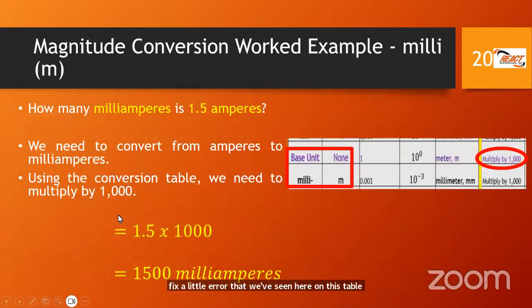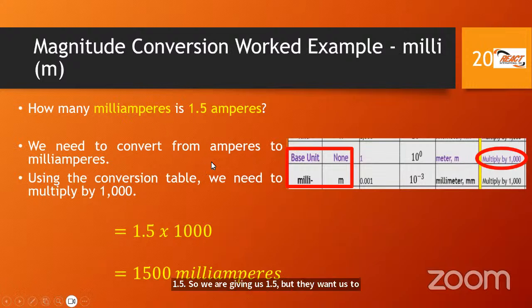All right, so let's actually do a worked example. So the first one, and this is an actual question in the exam. How many milliamperes is 1.5 ampere? All right. So let's dissect this question. What are they asking us? They're really asking us to convert. They want to know how many milliamperes is 1.5 amperes. So they're giving us 1.5 amperes, but they want us to express this in milliamperes.